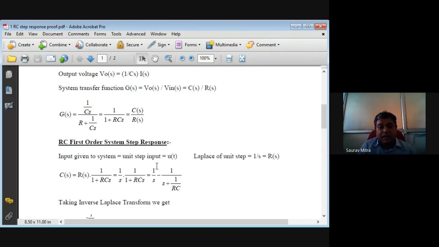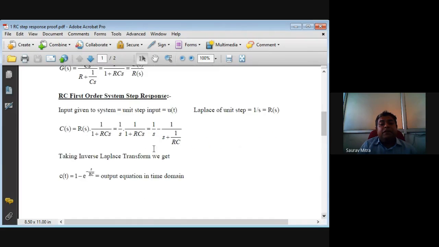Then we do partial fraction. Here, 1/(1 + RCs) is C(s)/R(s), and this 1/s is R(s). So whatever is found on the left side is C(s). So this is only a two-line proof. This is the transfer function equation, and this is the C(s) equation. From the transfer function, if you substitute R(s) equal to 1/s, we find the equation of C(s). After partial fraction, we find C(s) equals 1/s minus 1/(s + 1/RC). Then take the inverse Laplace transform and get the time domain equation of C(s), which is called c(t).